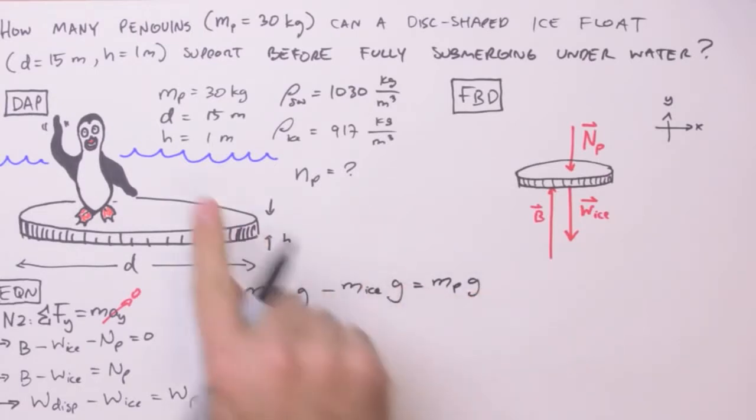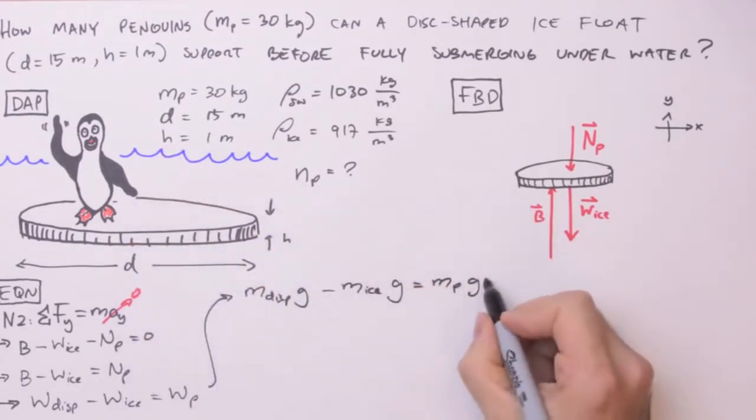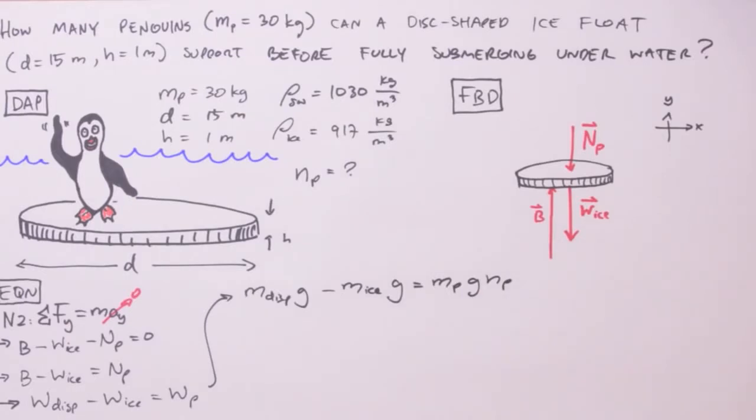We're going to use the mass of a single penguin and multiply it by the number of penguins there to give us the weight of all the penguins on that ice float. That's how we're going to get NP. Now, we don't have the mass of the displaced fluid, nor do we have the mass of the ice. But what we do have are densities and volume vis-a-vis the dimensions of the ice float.